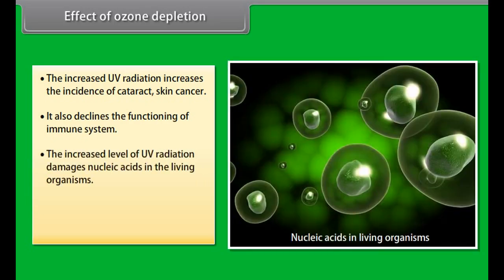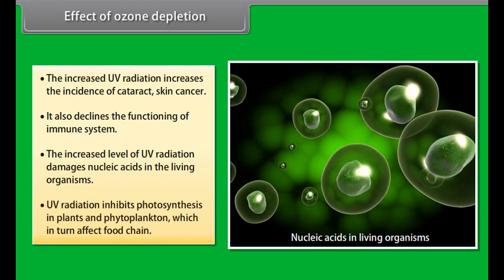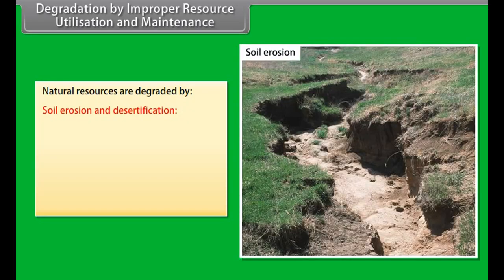The increased level of UV radiation damages nucleic acids in the living organisms. UV radiation inhibits photosynthesis in plants and phytoplankton, which in turn affects the food chain. Degradation by improper resource utilization and maintenance. Natural resources are degraded by soil erosion and desertification.